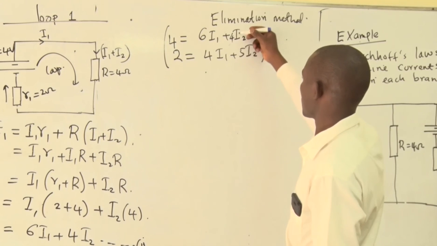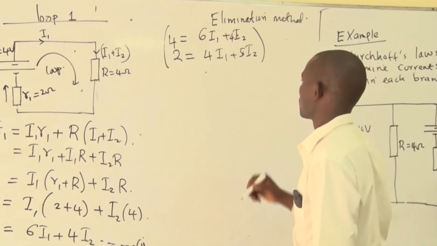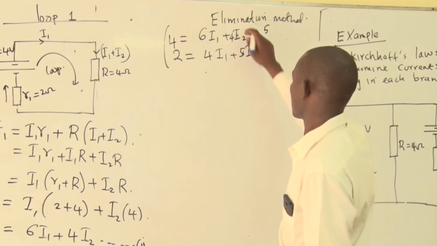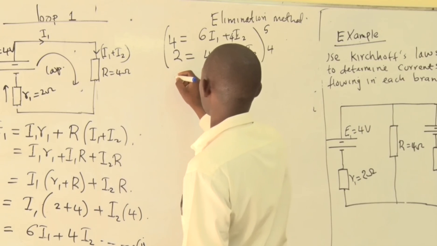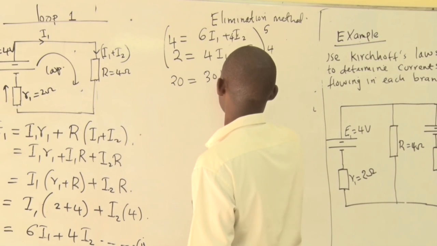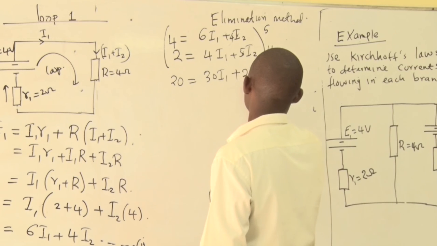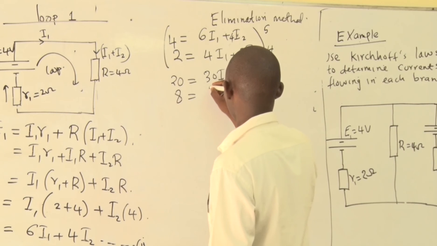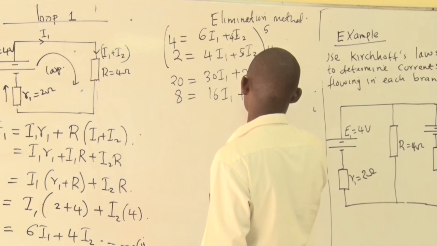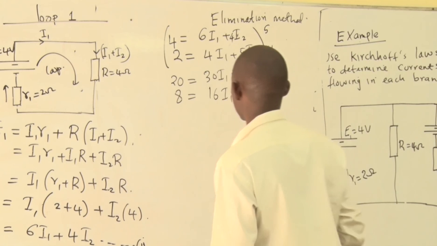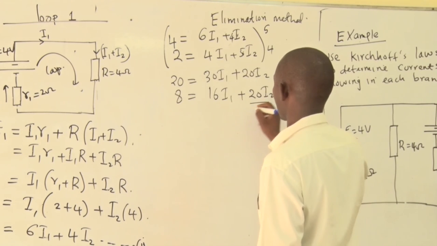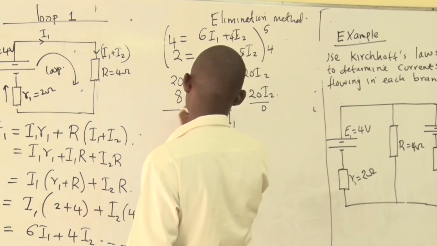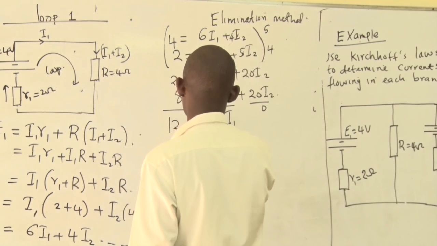For the elimination method, I want to interchange these two coefficients. If you interchange these two, this is 5 and 4. This one gives you 20 is equal to 30I1 plus 20I2. And this is 8 is equal to 16I1 plus 20I2. If you subtract, of course this one gives you 0. This one gives you 14I1 and this one gives you 12.